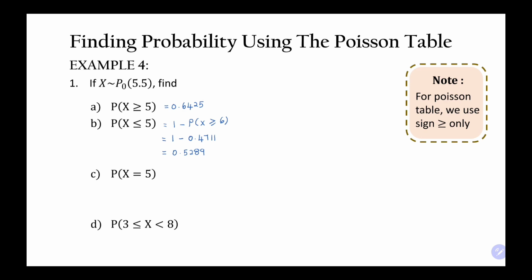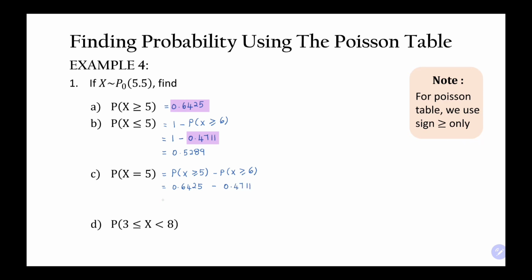Question C, we have P(X equals 5). For P(X equals 5), we need to change it to the greater-than-or-equal sign. So we use P(X greater than or equal to 5) minus P(X greater than or equal to 6). To find 5 only, we take 5 and above minus 6 and above. We have the value for 5, 0.6425. We subtract the value for 6, 0.4711. Then we calculate, and we get the answer 0.1714.